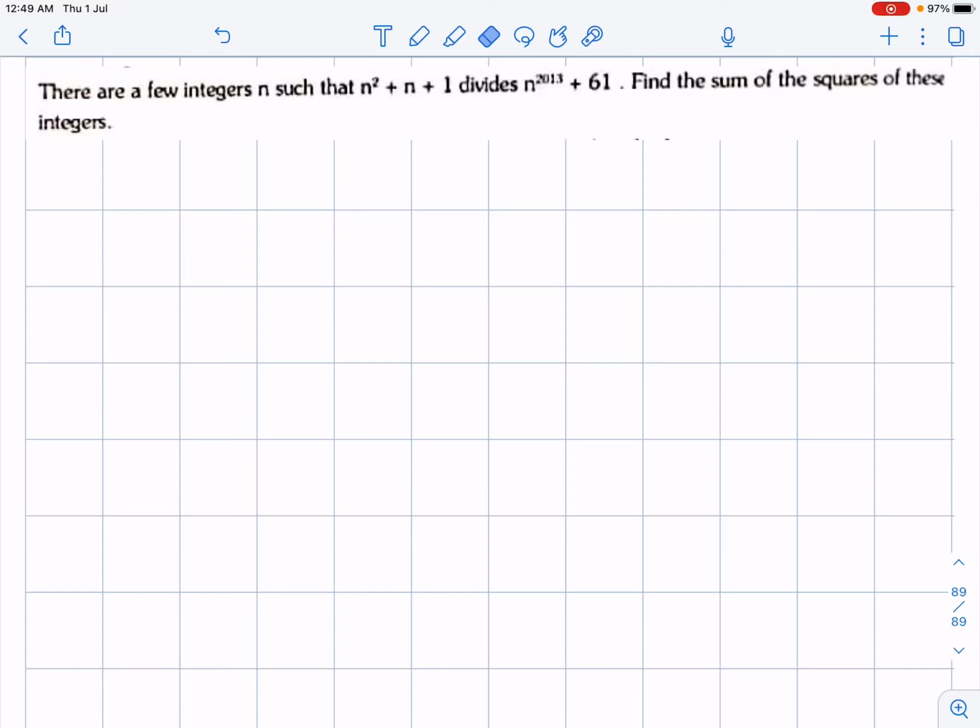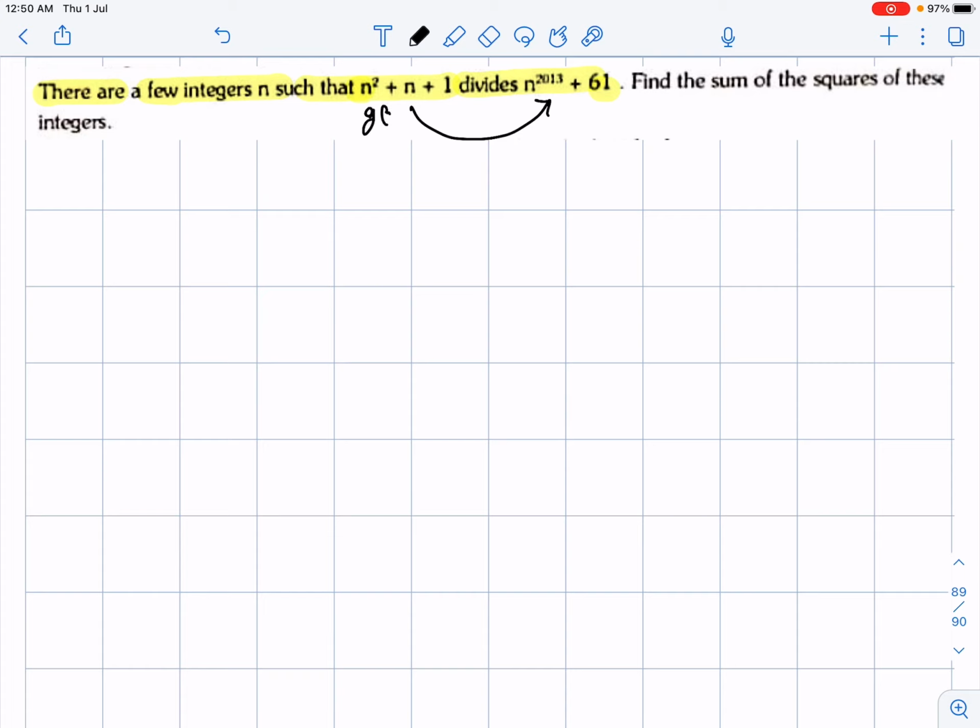So guys, continuing our problem solving series in polynomials, we'll be going to make the 23rd question written on the screen. And what is the problem statement given to us? Find all integers n such that n square plus n plus 1 divides n power 2013 plus 61.